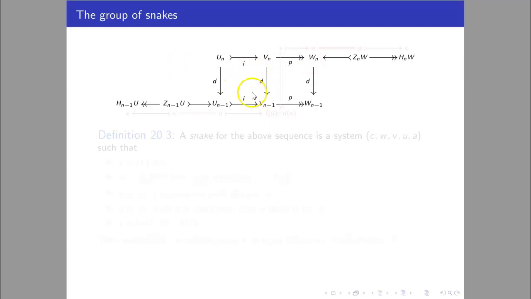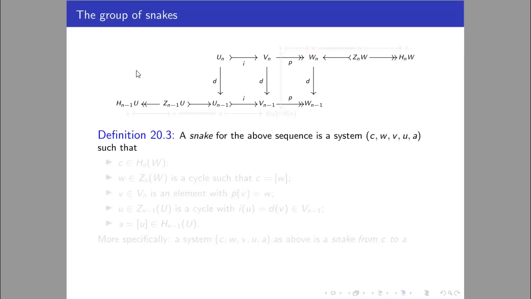Because i is a chain map, di is id, that means this square commutes, and p is a chain map, so pd is dp, so this square commutes. And if you recall in the statement of the snake lemma, there was this so-called connecting homomorphism delta. So we need to work towards the definition of that map delta. And that's going to rely on this group that we're going to define just now. It's called the group of snakes.